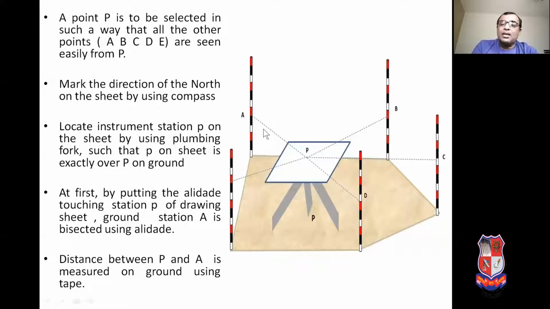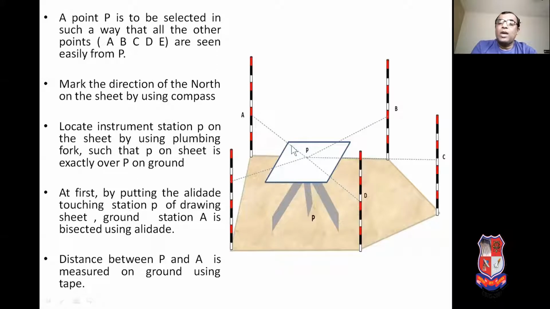After bisecting the ranging rod A, a line is drawn along the fiducial edge of the alidade on the drawing sheet. So we will get this dotted line on the drawing sheet. After bisection of this ranging rod by means of alidade touching the station P, we will get this dotted line. Now we can say that this ground station A will come on this dotted line only as a small a.